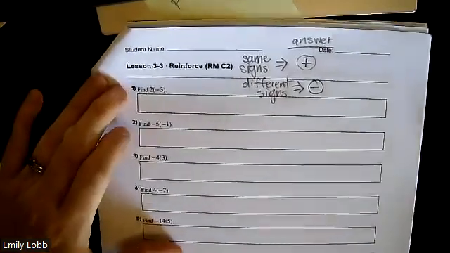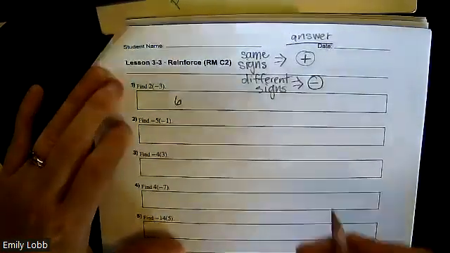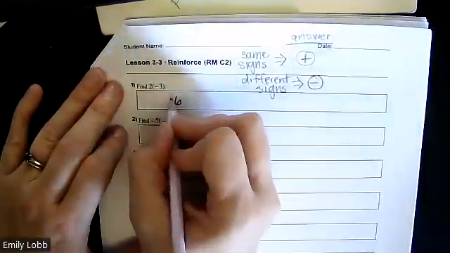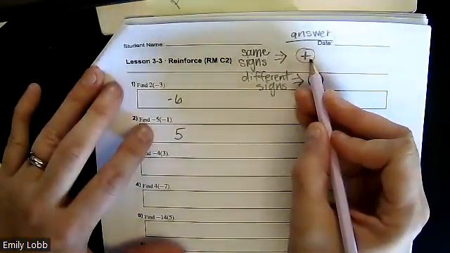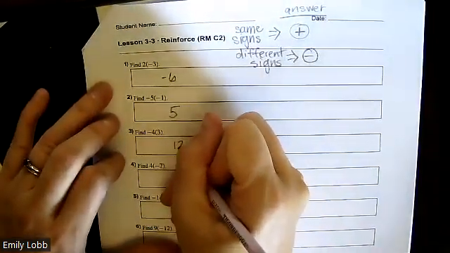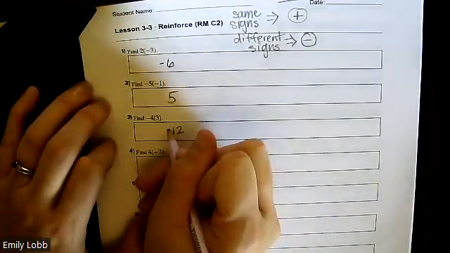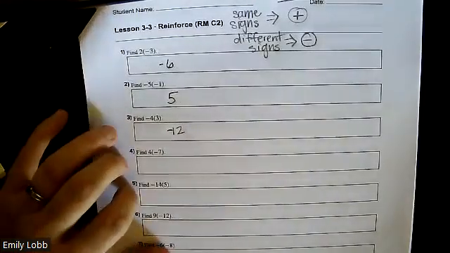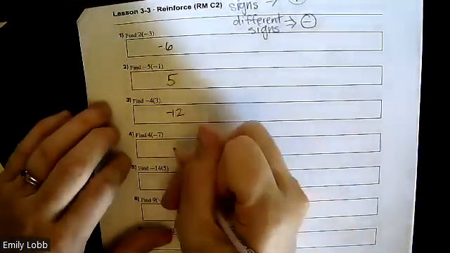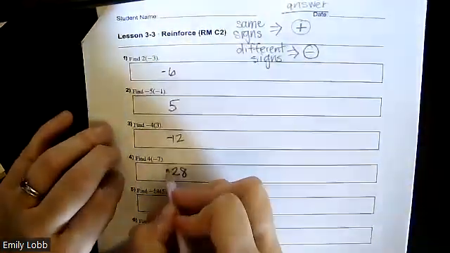So what's 2 times 3? 6. Are my signs the same or different? Different, so my answer is negative. What's 5 times 1? 5. Are my signs the same or different? Same, so my answer is positive. Well done. What's 4 times 3? 12. Different, so my answer is negative. What's 4 times 7? 28. Different, so my answer is negative.